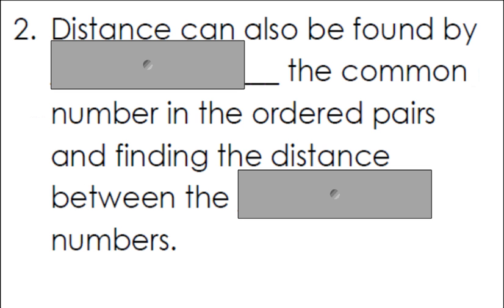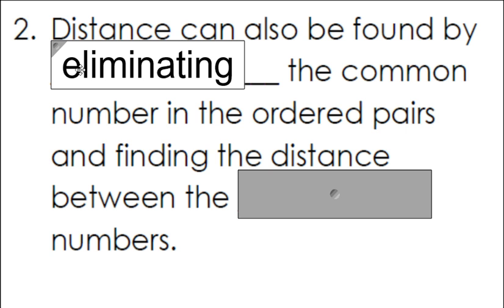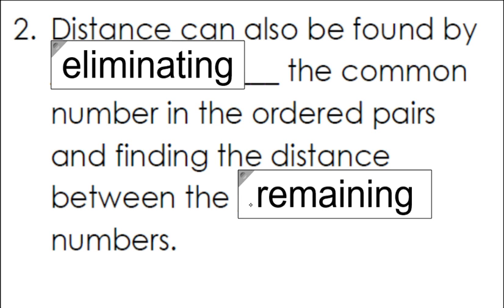If we go to number two, distance can also be found by eliminating the common number in the ordered pairs and finding the distance between the remaining numbers. I'll show you that in a second. But for sixth grade math, if we're finding the distance between 2 points, either the x values are going to be the same or the y values will be the same. When you get to 8th grade, you have to do things a little more complicated, but for 6th grade, not so much. So here's how this works.